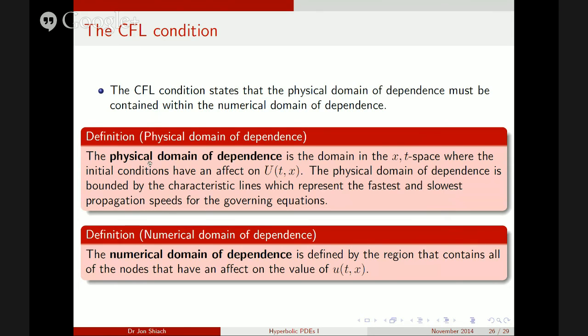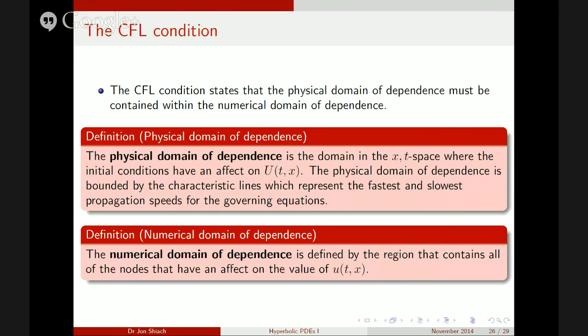We've got a numerical domain of dependence. Now this is defined by the region that contains all of those nodes that have an effect on the value of the approximation of u(t, x). Okay, so the physical domain of dependence is a region in space-time, so (t, x). Our numerical domain of dependence is a set of nodes.